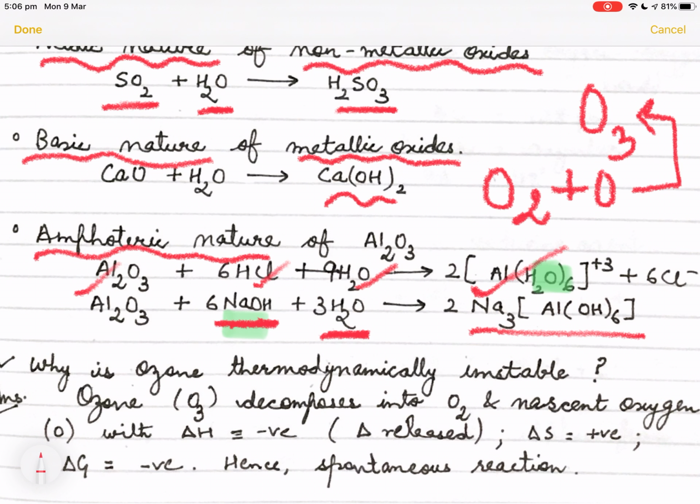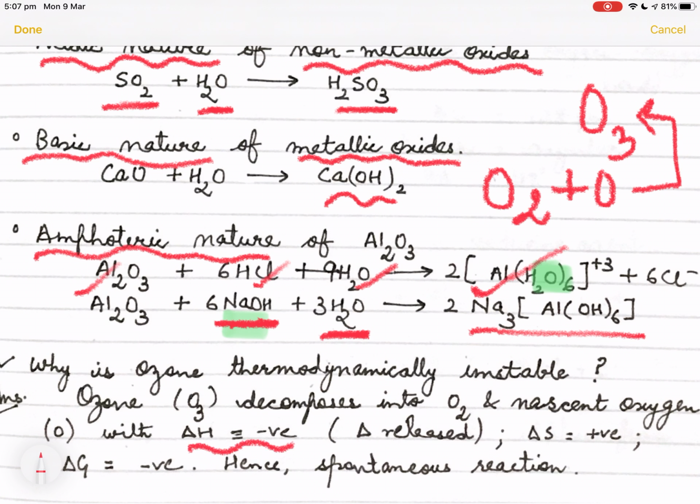Because ozone has an ability to immediately decompose. As I said, it is made up of dioxygen plus nascent oxygen, but it's not a very stable compound. It will immediately decompose to give you nascent oxygen as well as dioxygen with a lot of heat. So it's a highly exothermic reaction, therefore the value of enthalpy will be negative, right?